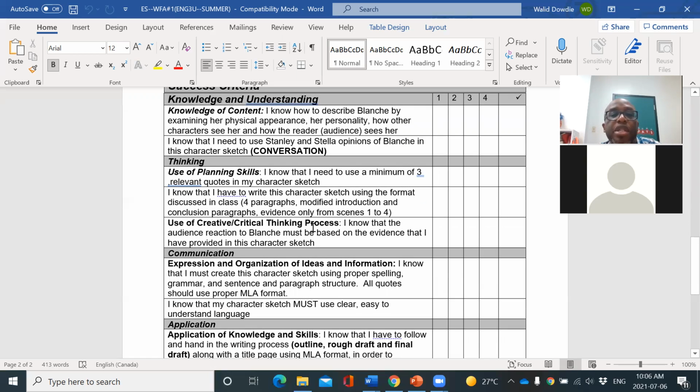This communication criterion is just, I know I must create the character sketch using proper spelling, grammar, sentence and paragraph structure. All quotes must use proper MLA format. And if you don't remember that, I can review that with you a little later. And I know that my character sketch must use clear, easy to understand language.